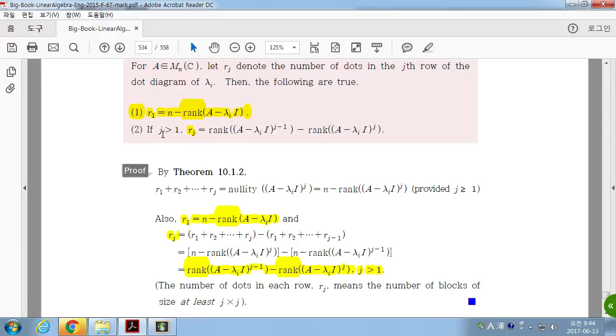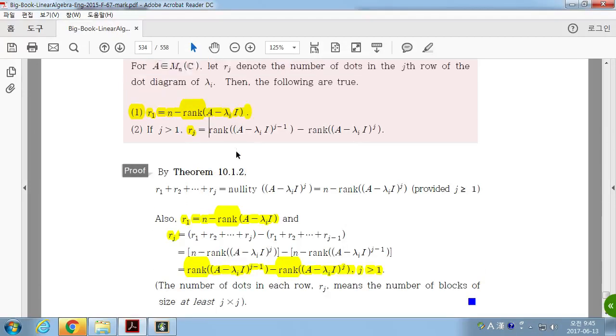Next, if j is bigger than 1, then Rj is equal to the difference between the length of this minus the length of this. That gives us Rj. Okay. If we do one more power, the length will decrease, as you see in the observation of the length of J minus lambda I times the identity matrix to the k-th power.